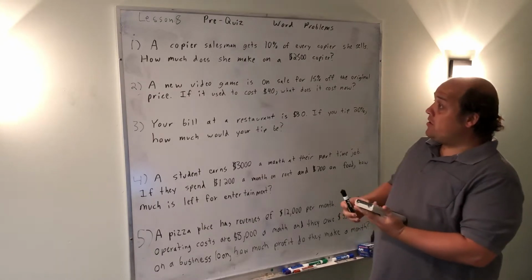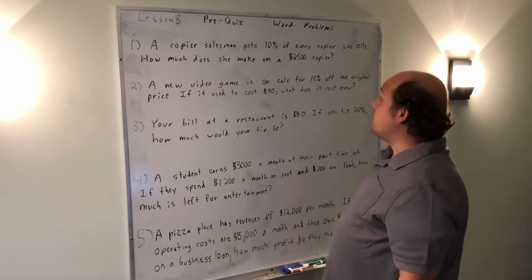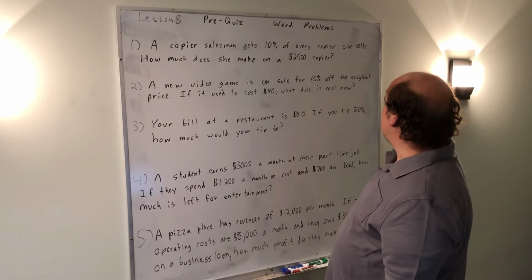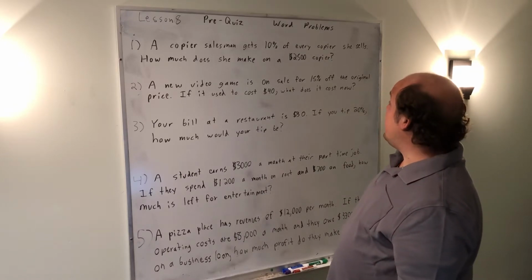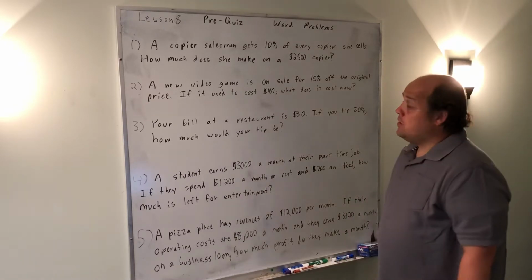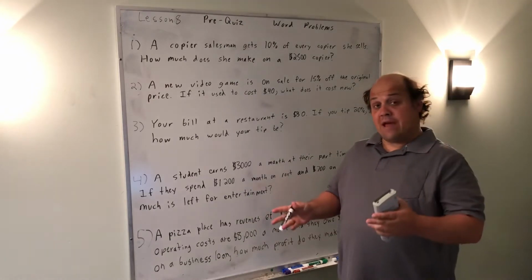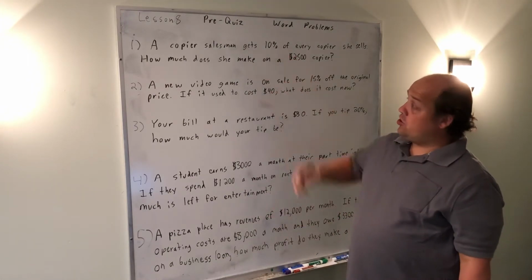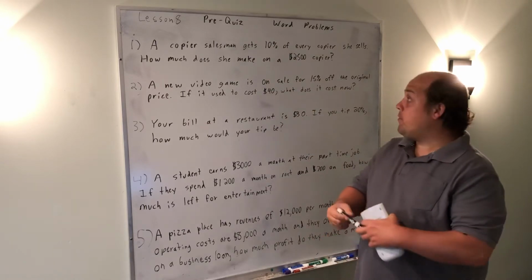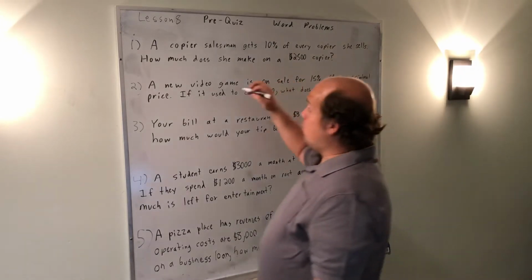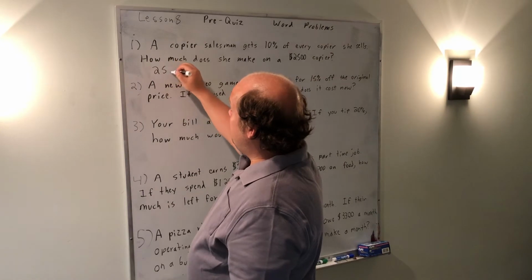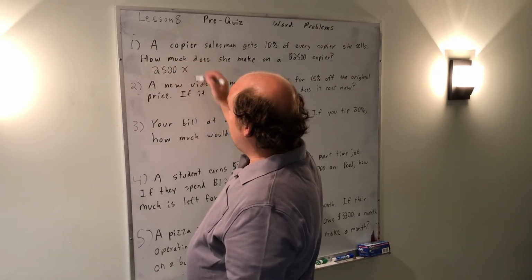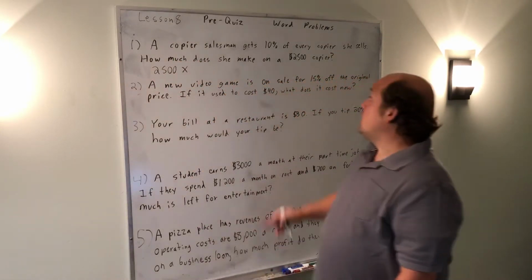So when I go to try the first problem, it tells me a copier salesman gets 10% of every copier she sells. How much does she make on a $2,500 copier? So here we have the set amount or the price of the item that's being sold, and we know that a set percentage goes to the salesperson. So what I'm going to do is take the amount that the copier costs, $2,500, and I'm going to multiply it by the sales percentage.